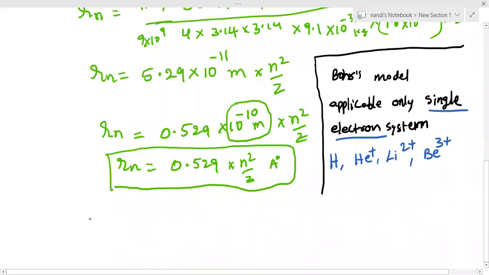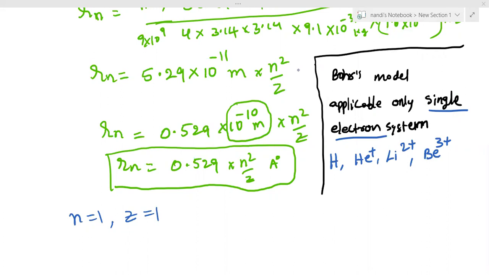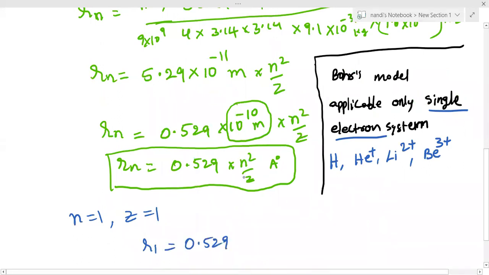If n equals 1, sir, what's the value? n equals 1, Z equals 1. Which atom is Z equal to 1? Hydrogen atom. Can you substitute here? R1 equals 0.529 angstroms. n square equals 1 square, and everything is 1, sir. You can write 1 square by 1. So R1 equals 0.529.